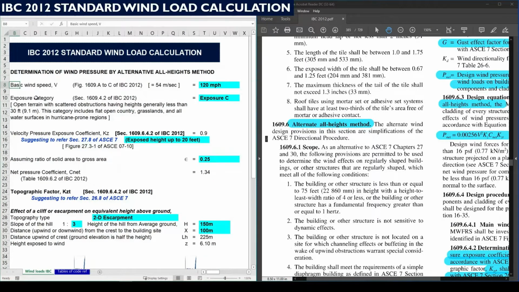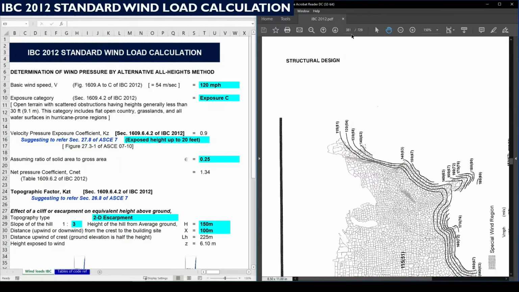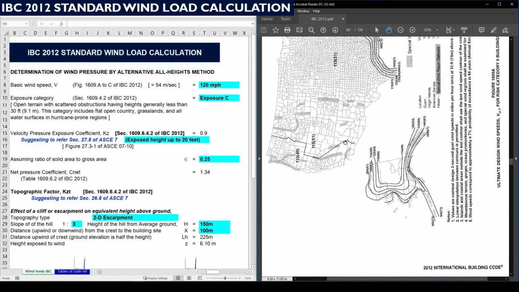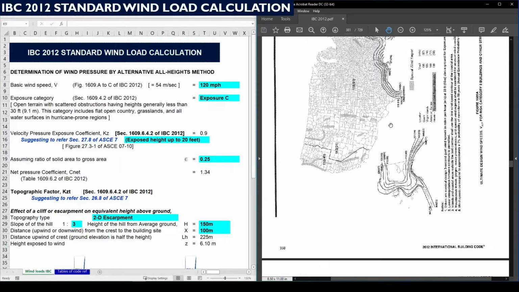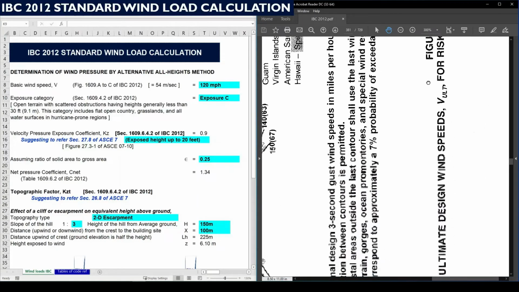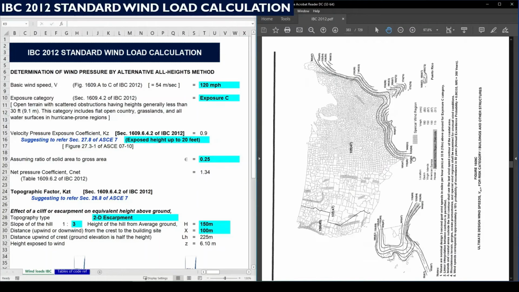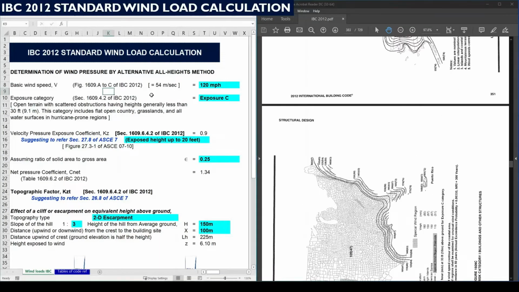For that, basic wind speed V is required. This is generally available in the technical specification, or if the project is within the USA, we can find it from figures 1609A to 1609C. For that, page numbers 381 to 383 are to be referred. So this is a map showing the wind speed. Likewise, there are three maps. For our demonstration purpose, we can consider 120 miles per hour, which is equal to 54 meters per second.